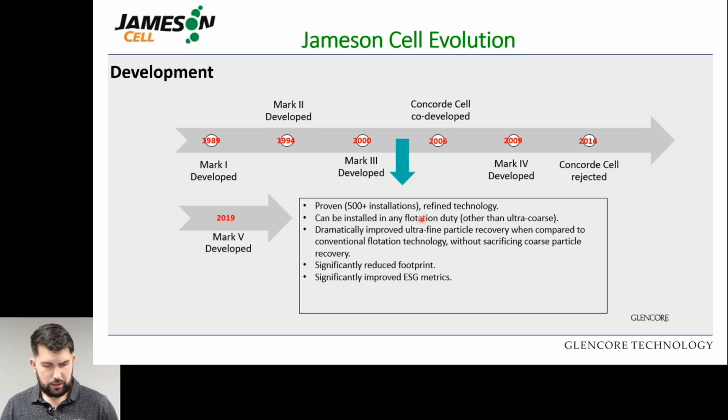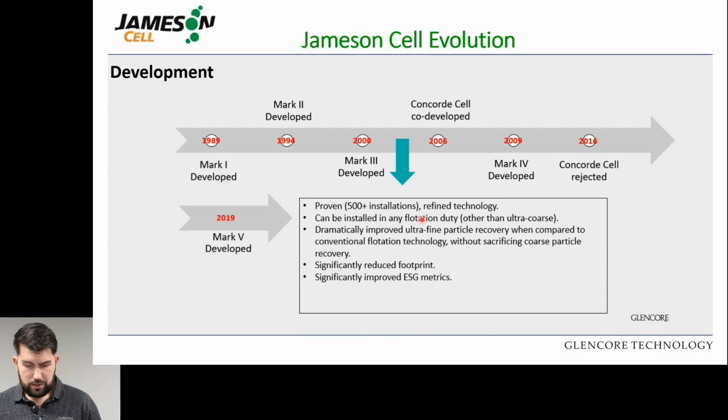Now, moving on a little bit more about the Jameson cell evolution. The Jameson cell was initially developed in 1989, and it has since gone through 5 different design iterations over 25 years, resulting in a very optimized technology. Something that you may not know is that in 2006, the Concorde cell was offered to Glencore Technology by Professor Jameson as a potential technology to further improve ultrafine particle recovery.